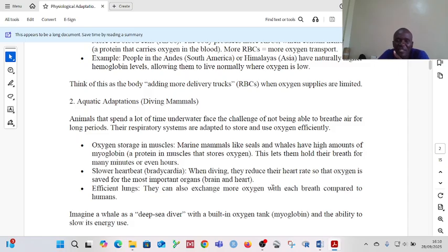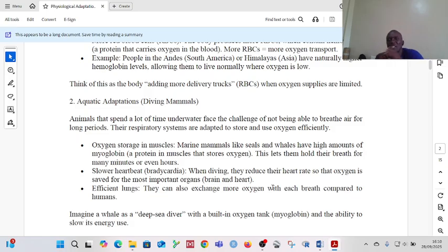Okay? So the efficiency of their lungs is what permits them to exchange more oxygen with every breath. So once they breathe in, they get more oxygen from an inhalation compared to us human beings. Because for us, we are terrestrial, so we don't need to have all these modifications, because for us, we keep breathing normally all the time.